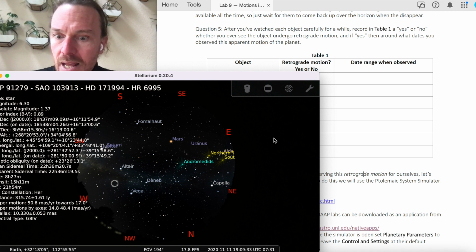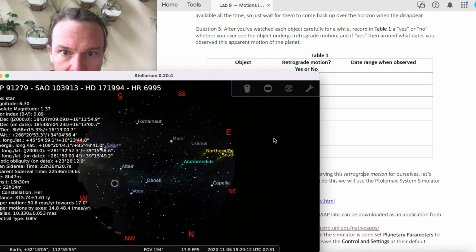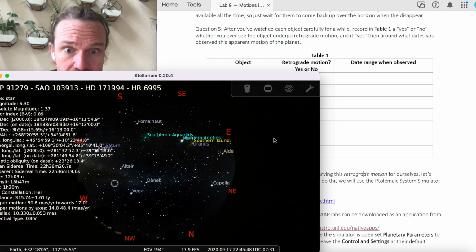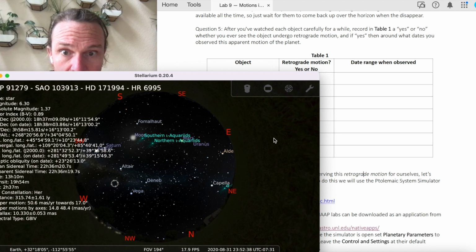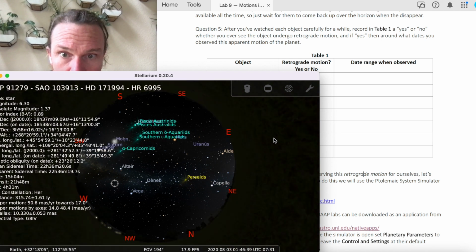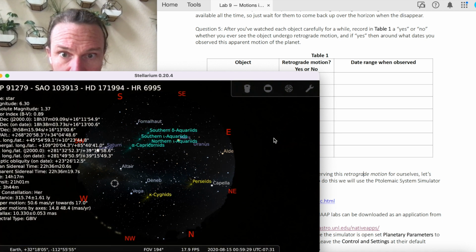So I'm going to go backwards again, because I want to find the beginning of it. Now it looks like it's direct motion. That's just because I'm going backwards in time. You can see the dates. So I want to catch the first date where it began. You don't have to get this perfect, but I'm just looking for it slowing down.